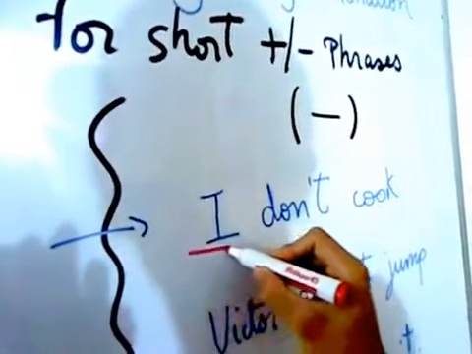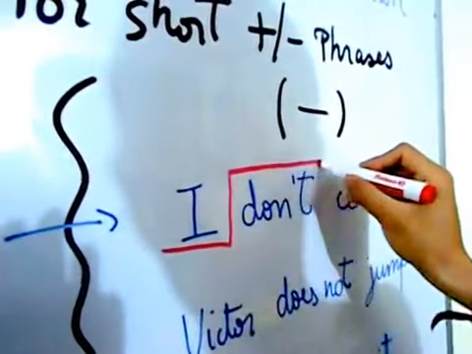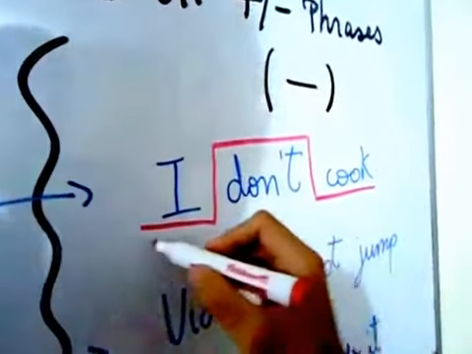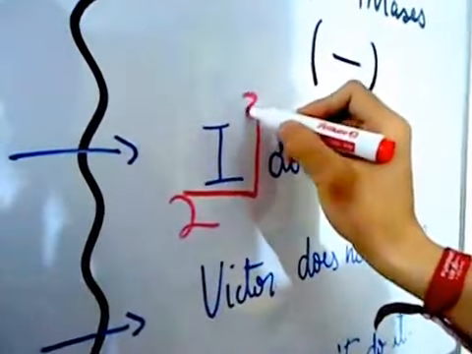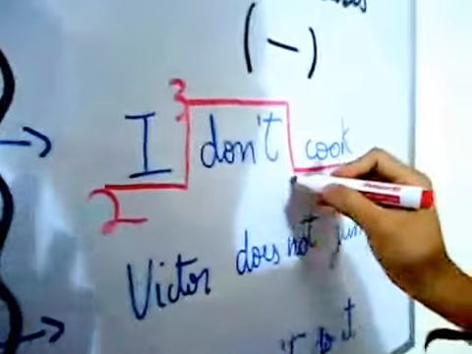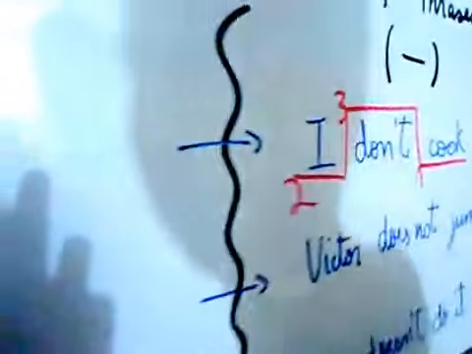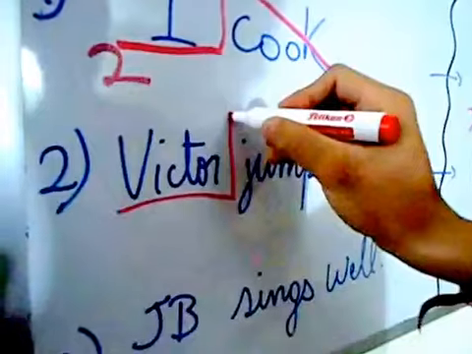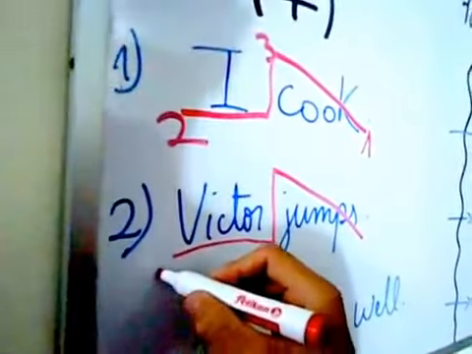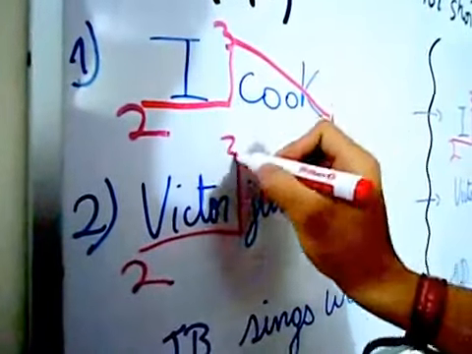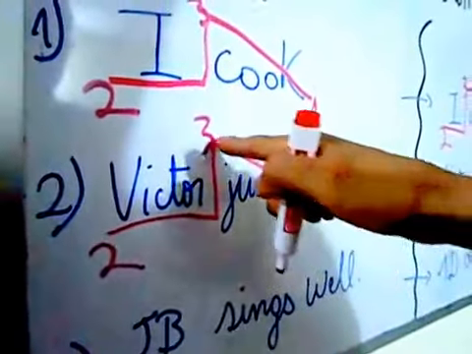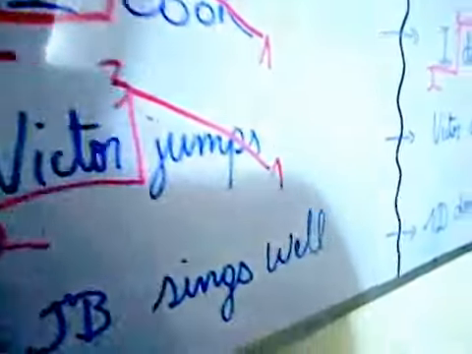But in negative, we do "I don't cook." I go up. So, number 2, the standard level, the high level, and the low level. And the second, "Victor jumps." Victor, we go up. Following intonation. Number 2, the standard. Number 3, we raise our voice. So "Victor jumps." In this case, it is high level. And finally, at the end, the low level.